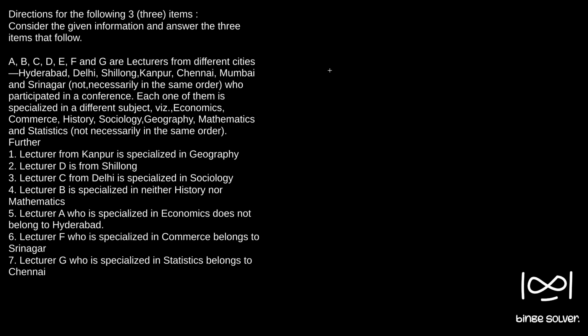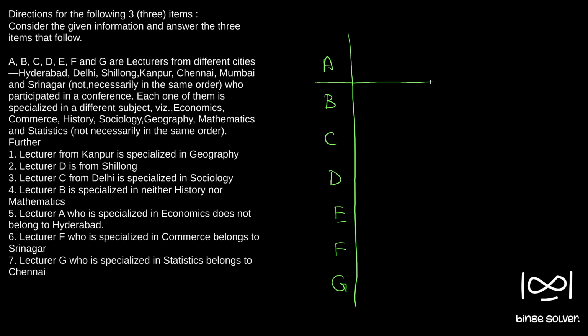So we will figure out what all the options give. So A, B, C, D, E, F, G. These are the different people.